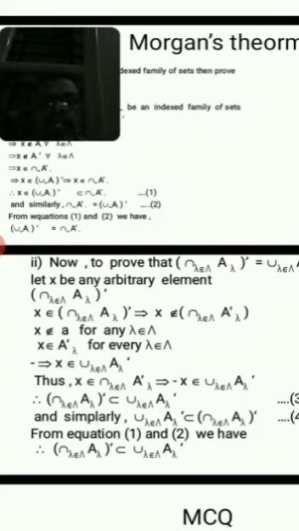That is, X belongs to the intersection of A_lambda, lambda belongs to Lambda, whole complement. It implies X does not belong to the intersection of A_lambda whole complement. The complement is contained in X, but the intersection of A_lambda does not contain X. It implies that X does not belong to A_lambda for any lambda belonging to Lambda.